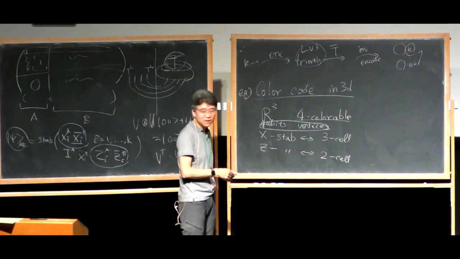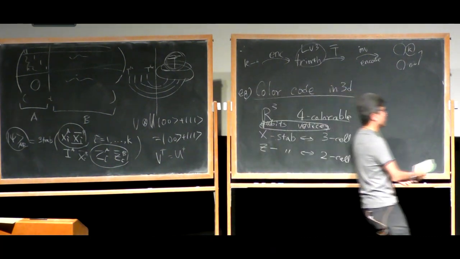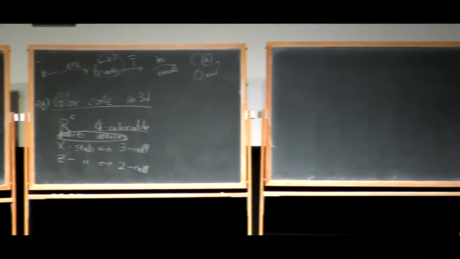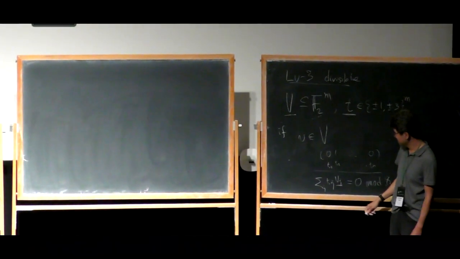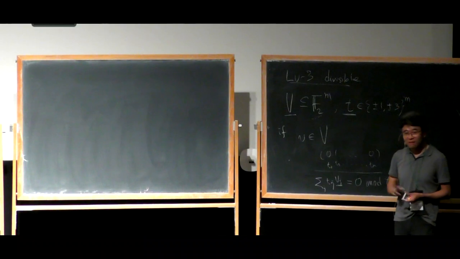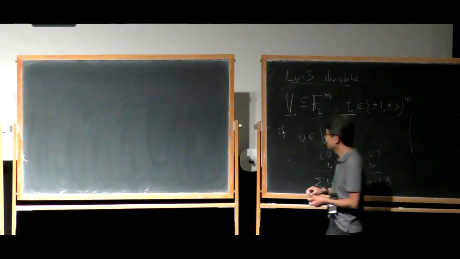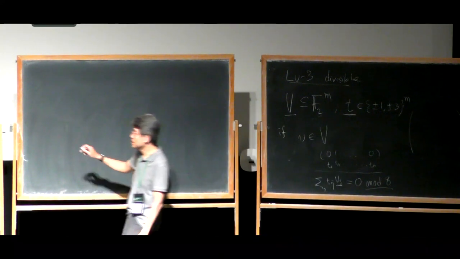Now, there's an interesting calculation that I thought I would do, but I don't have time, so let me just state it. I give you the definition of a divisible code: for every element in the vector space, this dot product must be zero. How do you check that efficiently? That's, in general, a hard problem. But because we are restricting the level, there's an efficient algorithm.